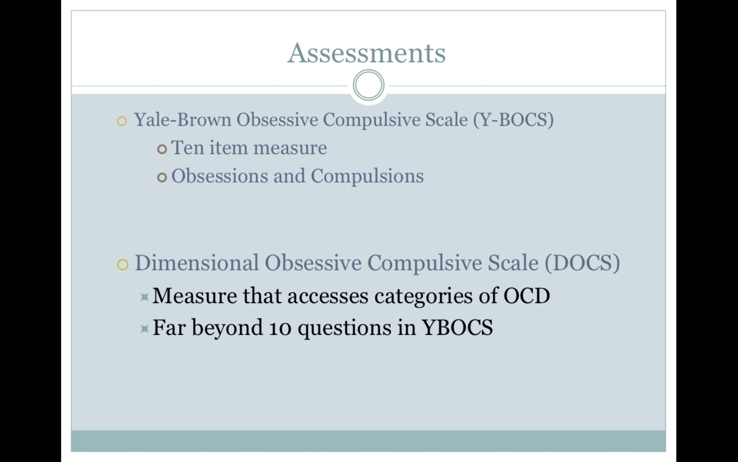There are also some supplemental scales for the DOCS, which include violent intrusive thoughts, sexual intrusive thoughts, and there's another one. Those supplemental scales can be used in addition so that you can really cover all categories when you're using the dimensional OCD scale.